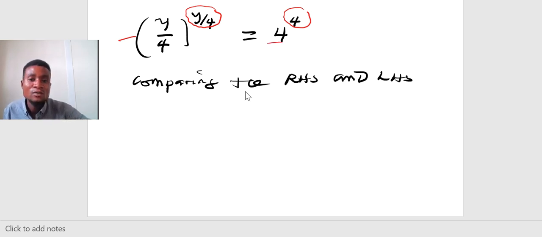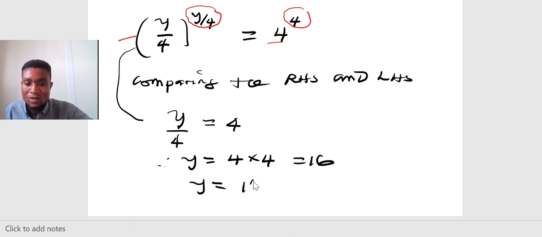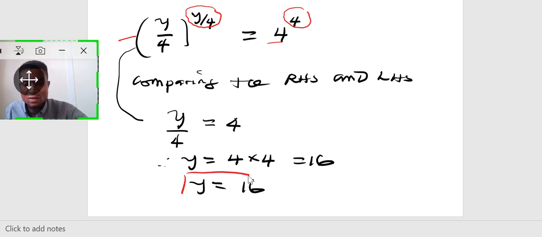So whichever way we go, from here we can have y over 4 equal to what? 4. Therefore, y is equal to what? 4 multiplied by 4, that gives us what? 16. y is equal to 16. So that is the answer that we have from this point.